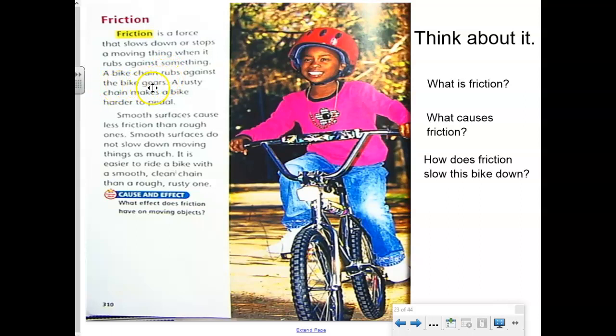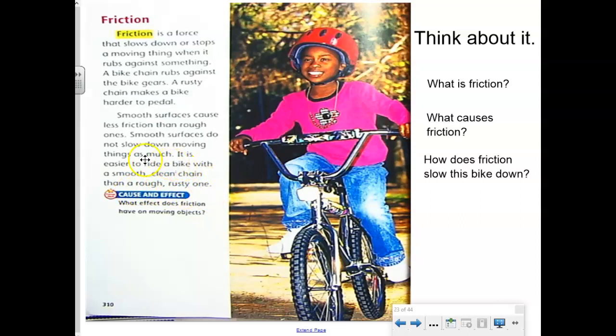A bike chain rubs against the bike gears. A rusty chain makes a bike harder to pedal. Smooth surfaces cause less friction than rough ones. Smooth surfaces do not slow down moving things as much. It is easier to ride a bike with a smooth, clean chain than a rough, rusty one.